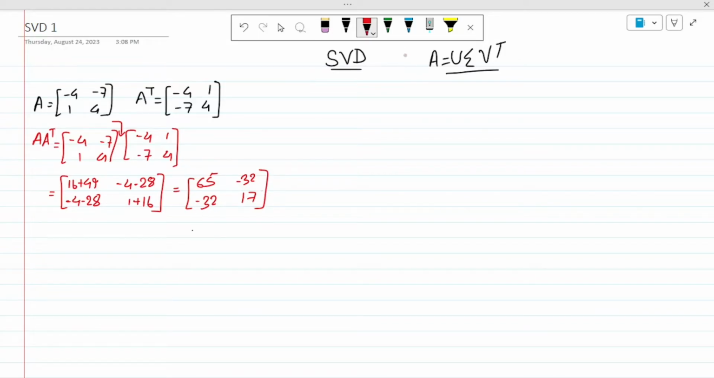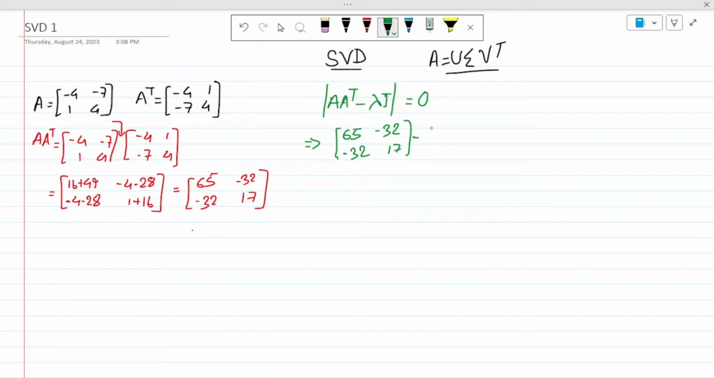So now the third step is we have to find the eigenvalues of this matrix. So how do we find eigenvalues? We have the equation for that. The equation is: determinant of A A transpose minus lambda I must be equal to 0. So that's how we find eigenvalues. AA transpose we already multiplied, so this is the final value. Simply plug in the values 65, and we have -32, similarly -32 and 17. So this is our AA transpose.